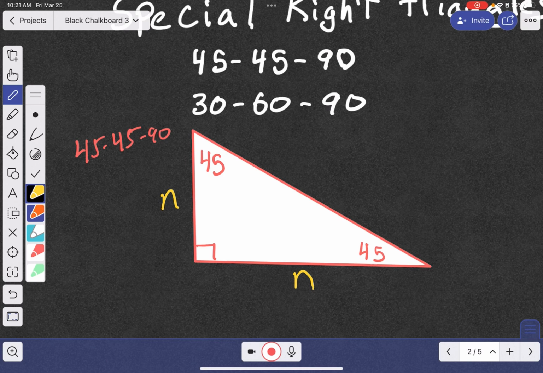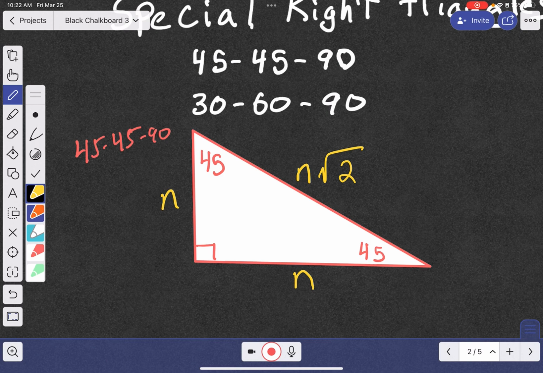Now, we could derive what the hypotenuse is. We could use the Pythagorean theorem and say that n squared plus n squared has to equal the hypotenuse squared, and we could solve that. We could do all of that, but for the sake of time, we're not going to do that. I'm just going to give you the ratio for the hypotenuse. The ratio for the hypotenuse in a 45, 45, 90 is n times the square root of 2.